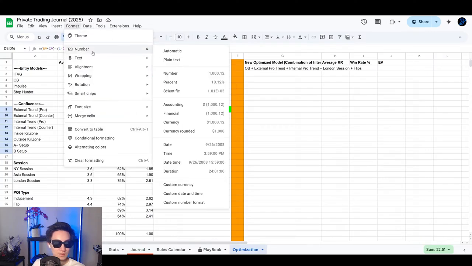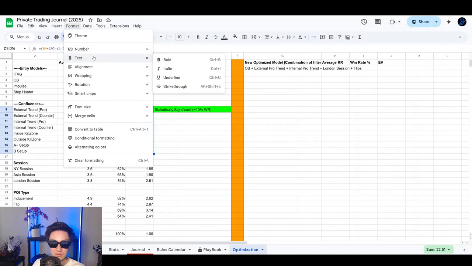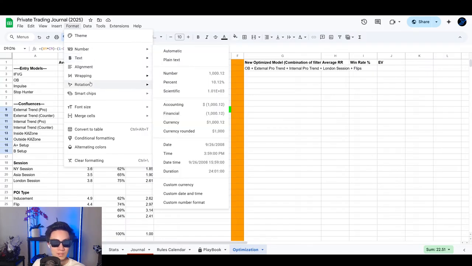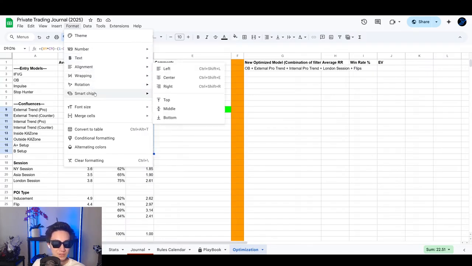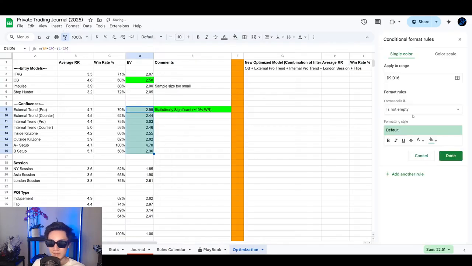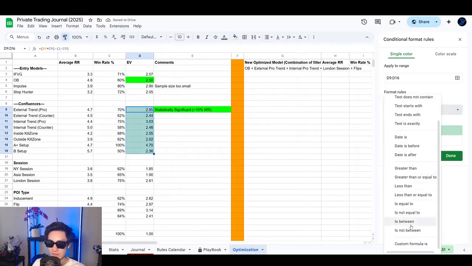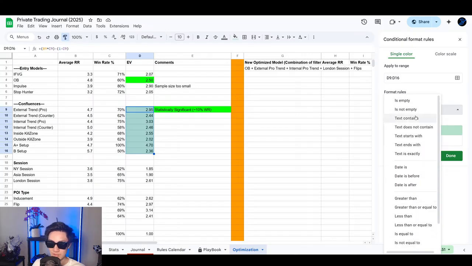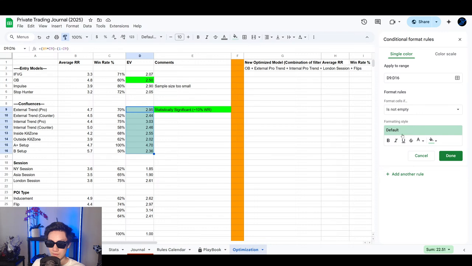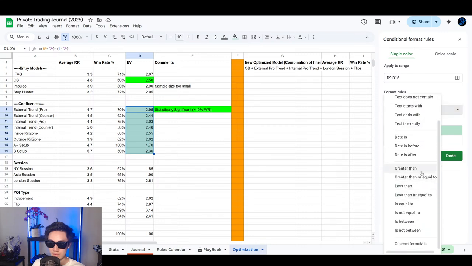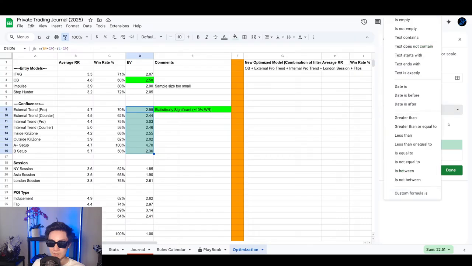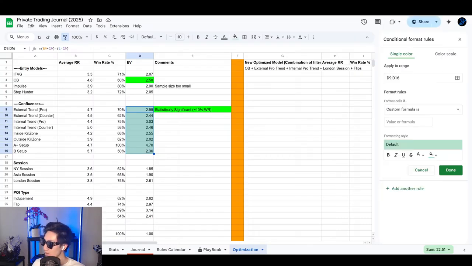Format, no. Wrapping, no. Alignment, no. Conditional formatting, this is where it is. So let's see, is there one that gives you the ability to just select the biggest? Greater than or equal to. What would be custom? What would be the greatest formula here? Let me look this up real quick.